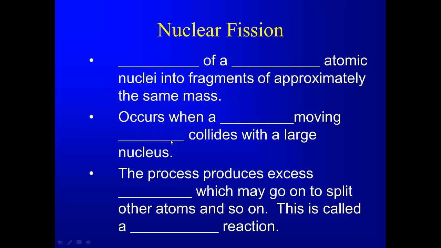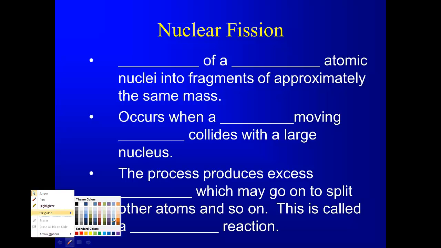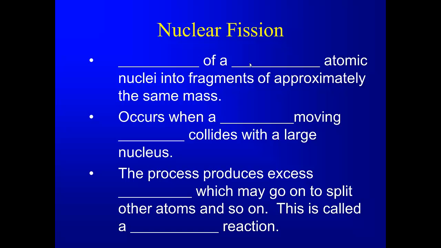So the first one we're going to look at is fission. You need to know these names, and you need to know the difference between them. Fission means to split, and that's exactly what happens. We start with a bigger, heavier nucleus, and it splits into fragments of approximately the same mass. So two medium size, one big splitting. Picture it: one big splits into two medium size.